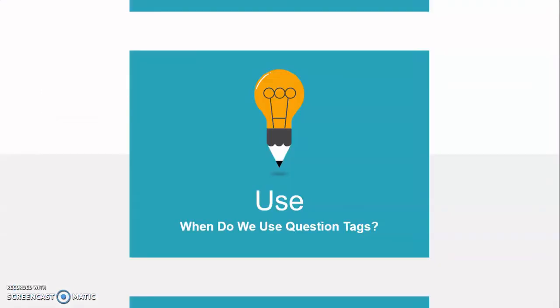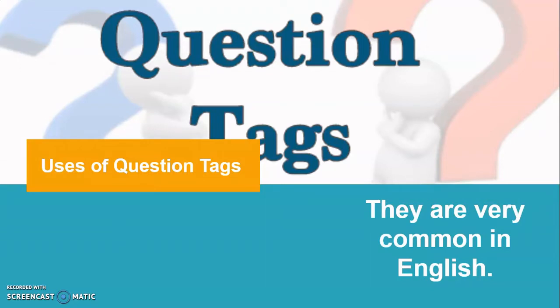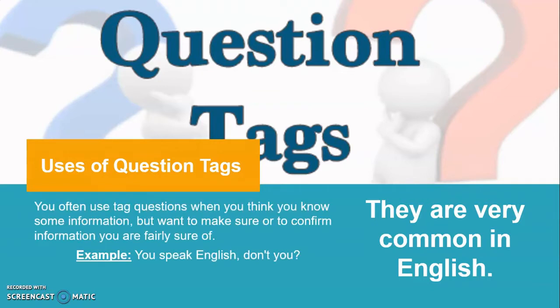Okay, now let's come to the use. When do we use question tags? It's often a tricky question, but once you have watched this video until the end, you will know how to use them properly. As I've said, they are very common in English, especially in spoken English. So the uses are mainly, in general terms, as follows. You often use a tag question when you think you know some information but want to make sure or to confirm information you are fairly sure of.